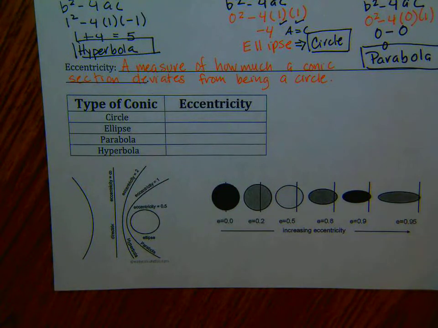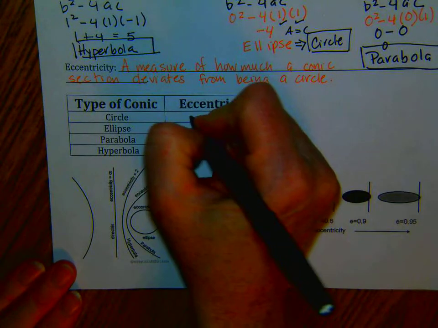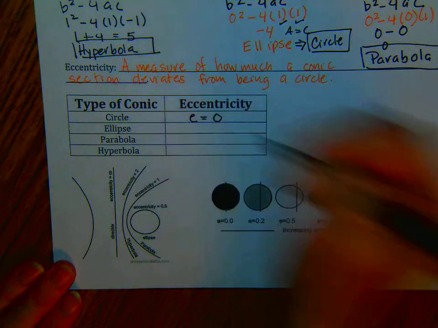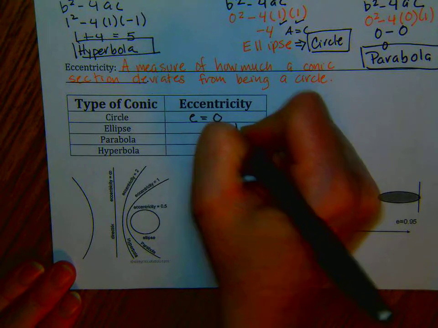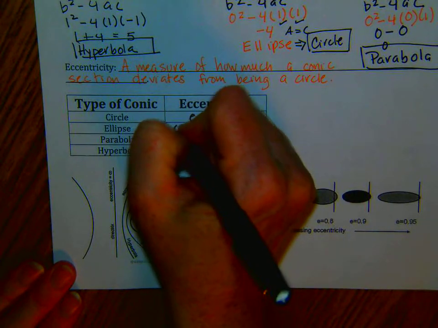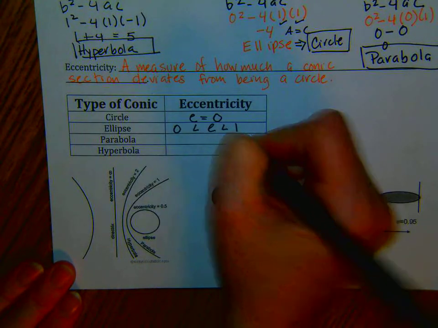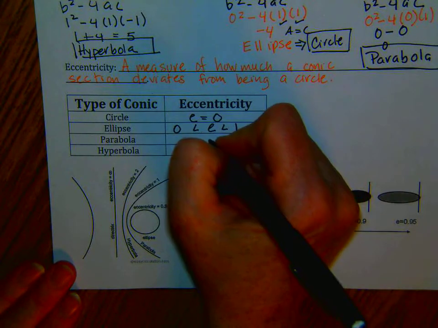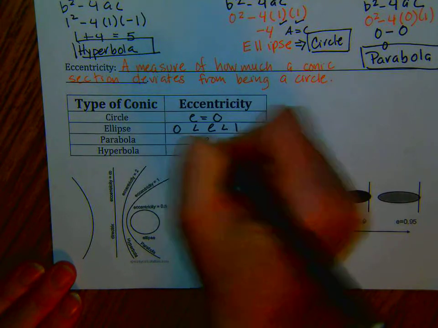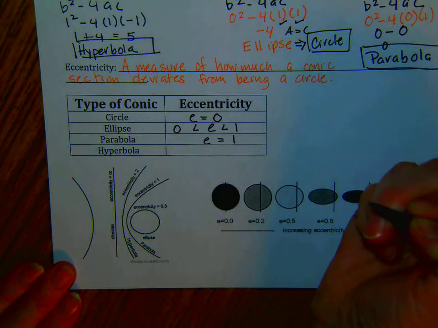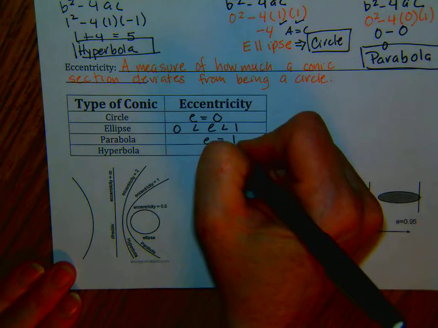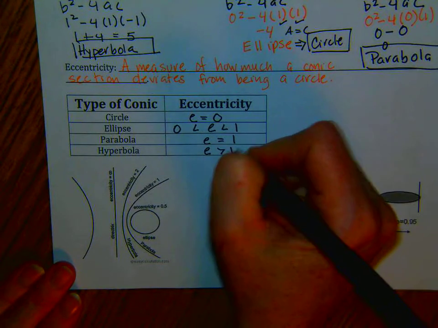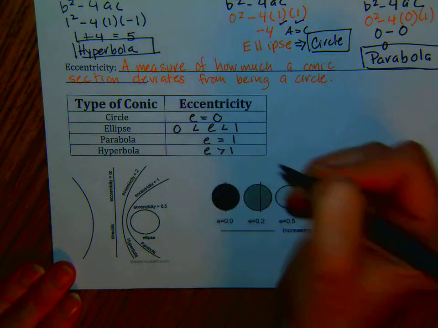Okay, if E equals 0, it's a perfect circle. If E is less than 1 and greater than 0, somewhere between 0 and 1, then we're an ellipse. If E equals 1, we're a parabola. And if E is greater than 1, we're a hyperbola.